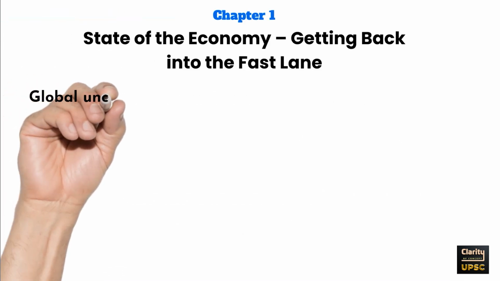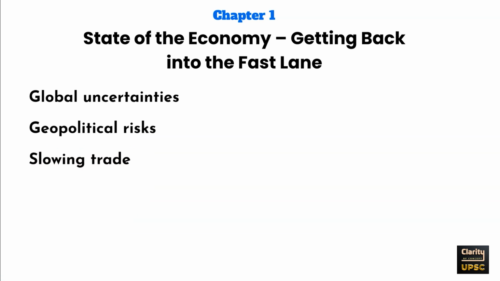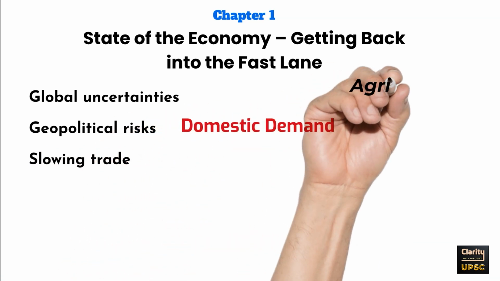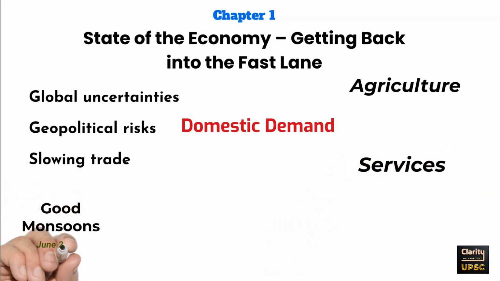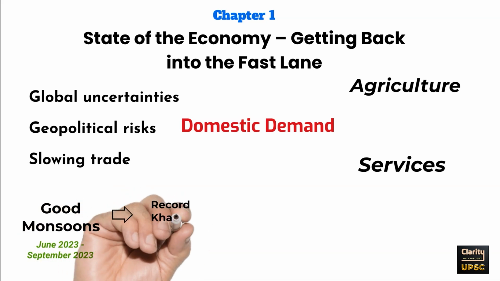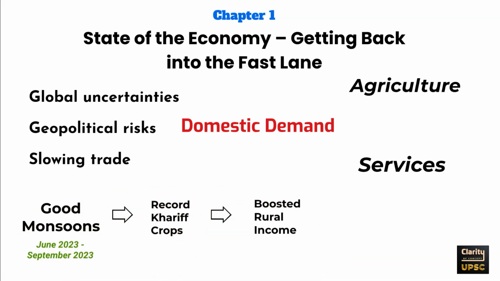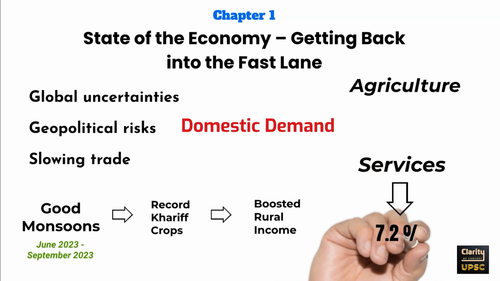There are a lot of global uncertainties, geopolitical risks, and slowing trade in the world. But India has sustained a strong domestic demand, particularly in agriculture and services sector. The monsoon from June 2023 to September 2023 was very good. Hence, it boosted the Kharif crop. This record Kharif production has boosted rural incomes. And the services sector remains the fastest growing at 7.2%.